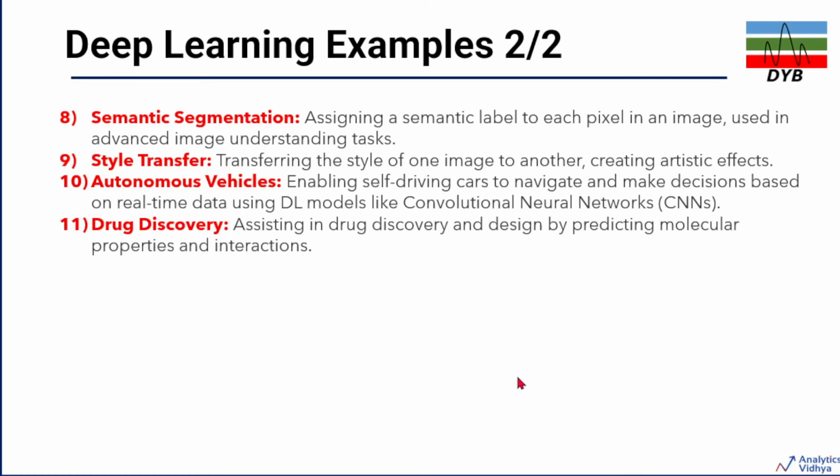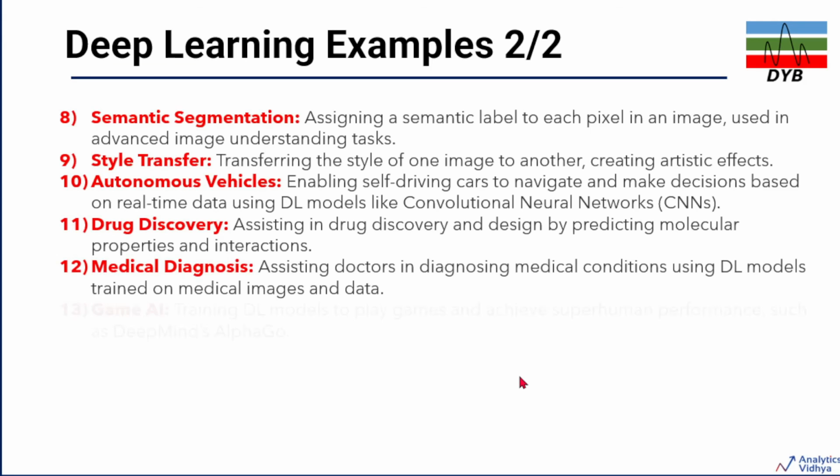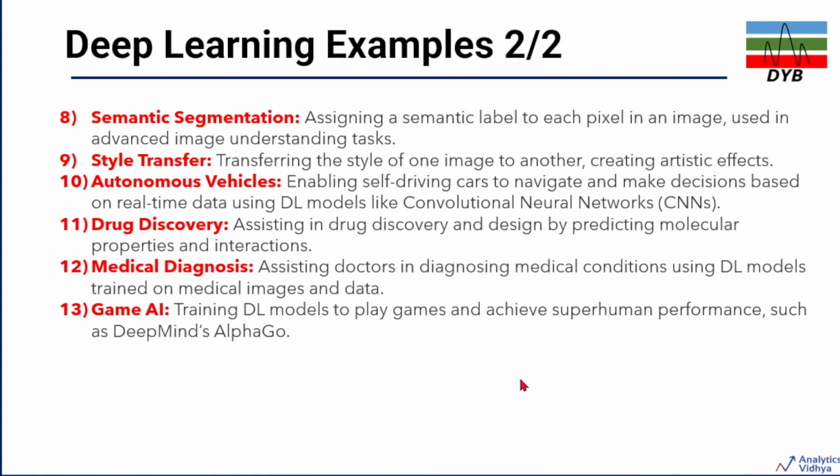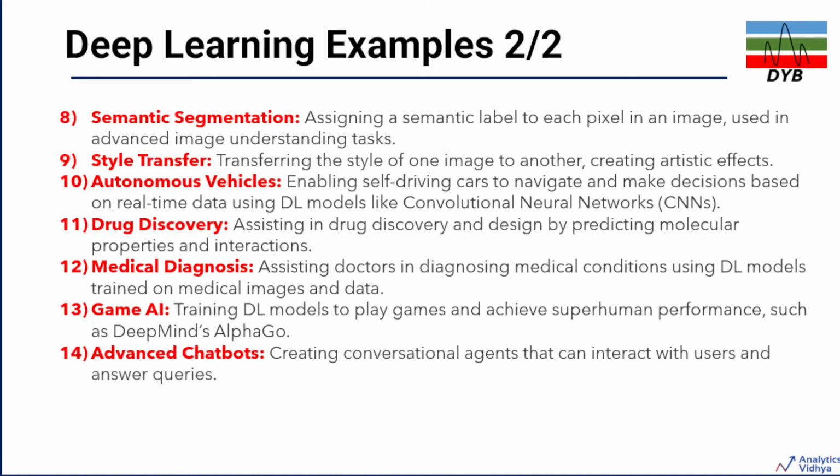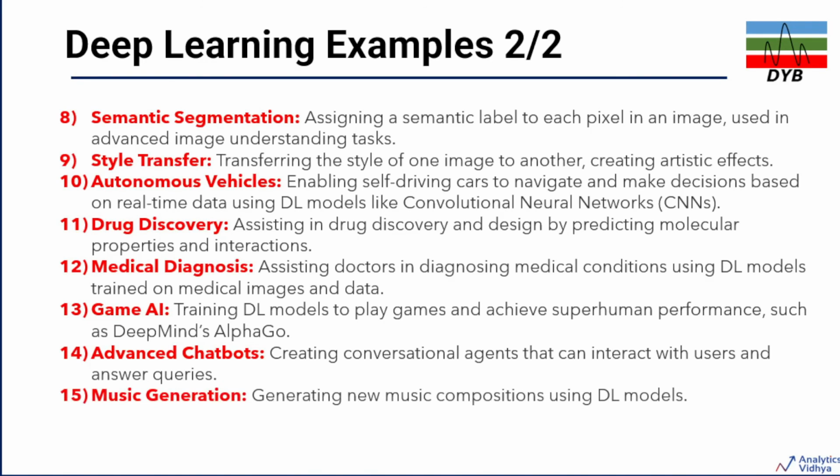Drug discovery is also one of the applications. Medical diagnosis, and game AI, like training deep learning models to play games and achieve superhuman performance, such as DeepMind's AlphaGo. This is one of the games. Advanced chatbots create conversational agents that can interact with the user and answer queries. Music generation also has some applications. You can generate new music compositions using a deep learning model, since it has the previous experiences as well.